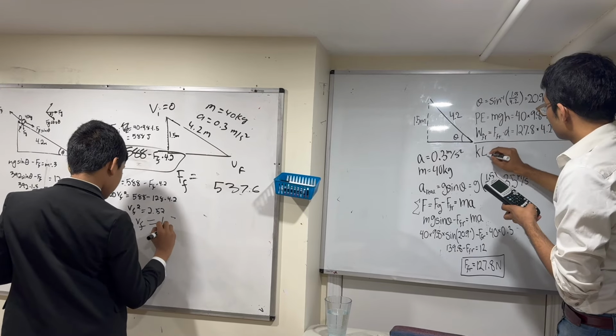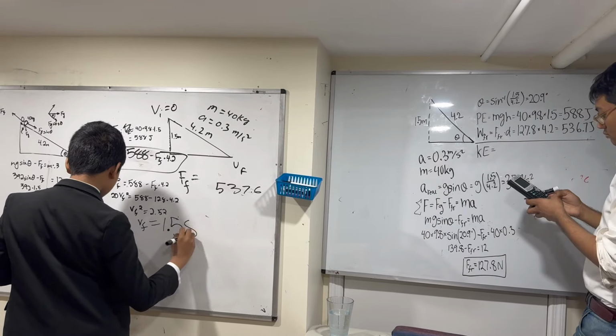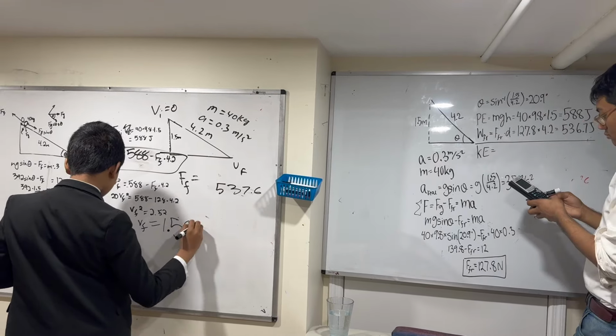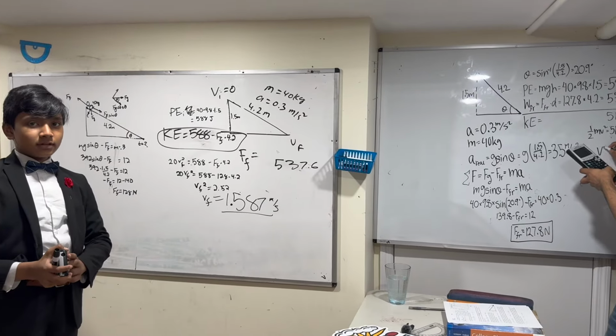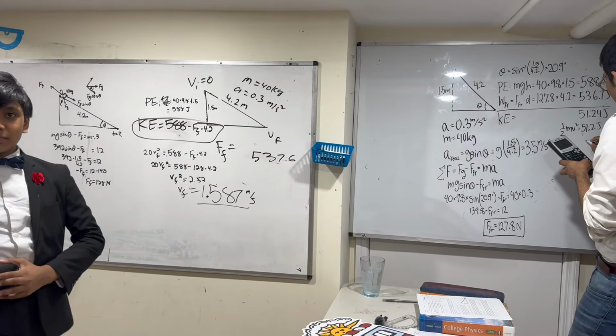Find the final velocity. Me too. No, you didn't. I did. You're still finding the kinetic energy. Okay. This is the answer, right? Yeah, that's 1.6, I believe. Yeah. Then I'm done. Okay.